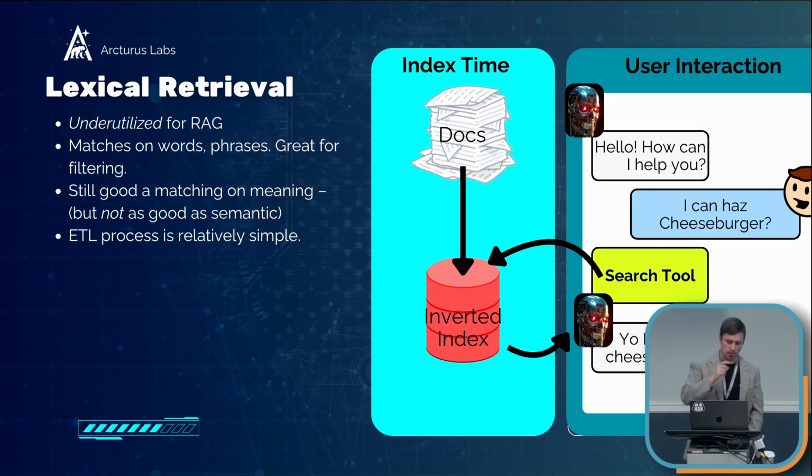All right, so now lexical retrieval. I think somewhat underutilized in RAG. It has a really good ability to match on words and phrases, really good at filtering. It still matches on meaning. It's what has powered large chunks of the internet for most of the internet's life. But it's not quite as good as the vector search about finding meaning.